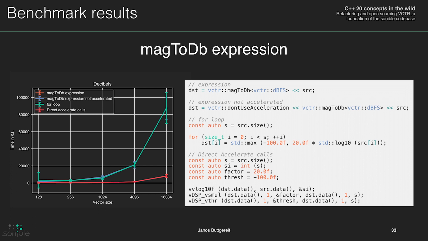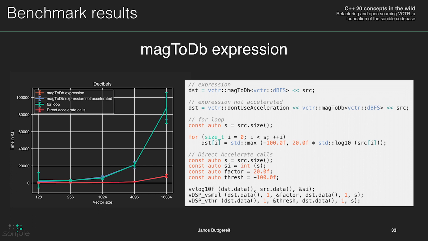The second one is the don't use acceleration version that I showed you, but this time not with compile time constant values, but with random values, so that it's really executed as a for loop. Then the manual for loop, and then the direct accelerate calls down here, which is probably the worst of all 4 versions from a readability point of view.